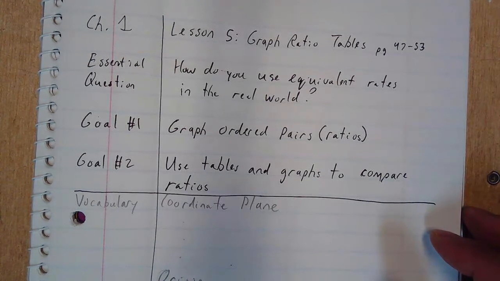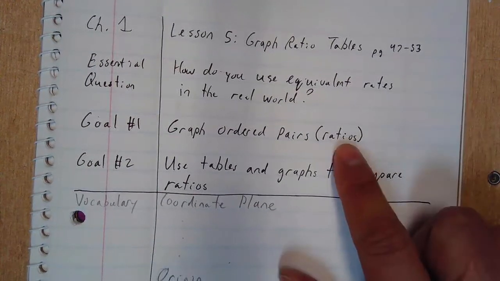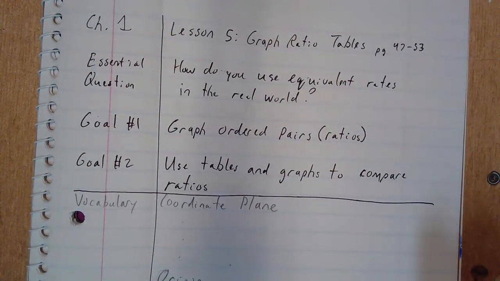There are two goals for this lesson. The first one is to graph ordered pairs or ratios. You'll see why I said that in just a moment. Goal number 2 is to use tables and graphs to compare ratios.